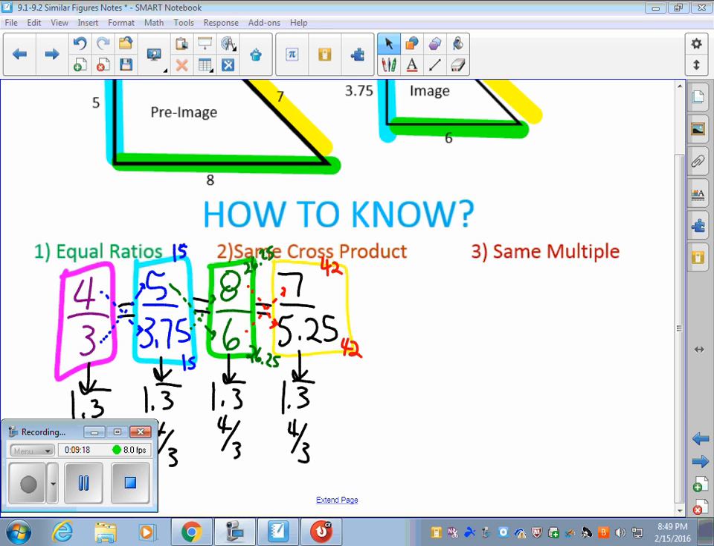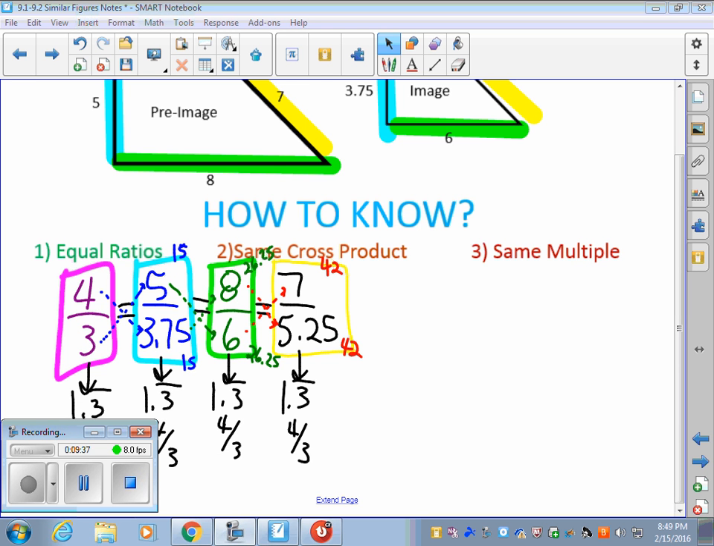So if you notice, we should have 26.25, 26.25. Those were the same when I cross multiply the 5 and 3.75 and the 8.6 and then 42 and 42. So they all have the same cross product. So that's another way you can check to see if it is proportional. So looking at the equal ratios and looking at cross products.